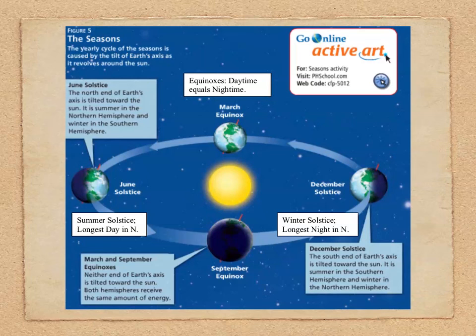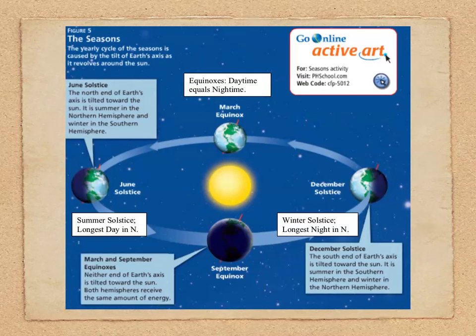Going to the September equinox down there in the bottom in the middle, the March and September equinoxes, neither end of the Earth's axis is tilted towards the Sun. And both hemispheres receive the same exact amount of energy. So day and night are equal. The amount of time of day is equal to the amount of time of night.